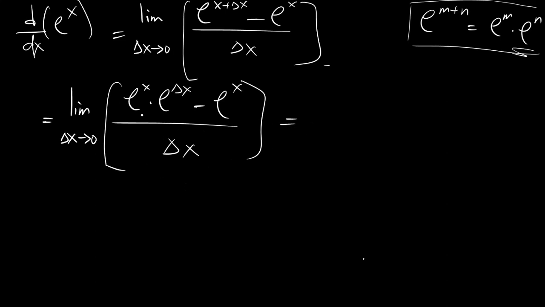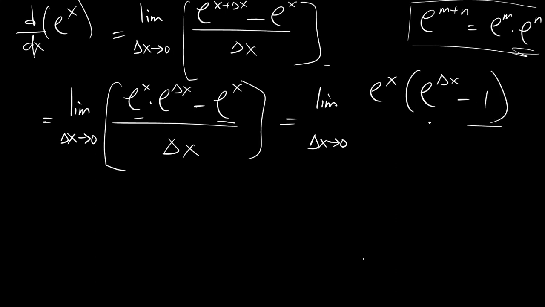Now, e raised to power x is common, so we factor it out. We now have the limit of delta x tending to 0 of e to power x times the bracket e to power delta x minus 1, all over delta x. Because if you factor e to power x out, you have 1 left from the first term, minus 1. So that is it.